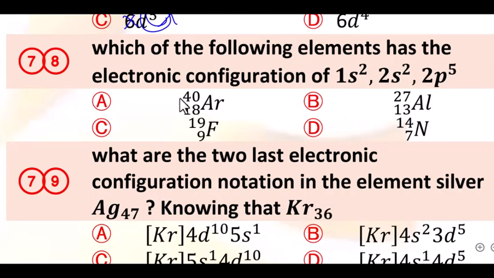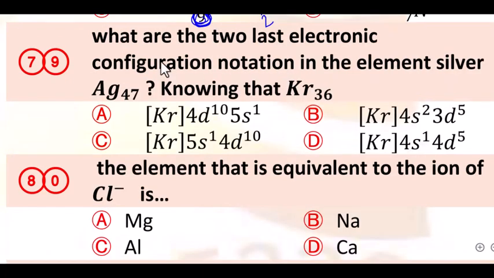Which of the following elements has the electronic configuration 1s2, 2s2, 2p5? 5 plus 2 is 7, plus 2 is 9. Here 9 electrons. The bottom number gives the number of electrons. Here p takes 5 electrons in halogens. Halogens are fluorine, chlorine, bromine, iodine. So we add the number of electrons, which gives fluorine.